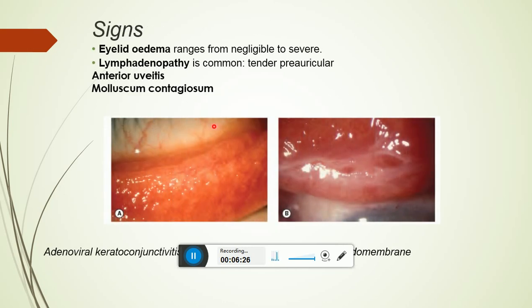Now about the signs. On the eyelid, there may be negligible signs to severe signs. Lymphadenopathy is common. There will be tender pre-auricular lymph nodes. In the conjunctiva, there may be hyperemia and follicles. Here you can see they are typically prominent. Papillae may also be seen in the superior tarsal conjunctiva. And there may be signs of anterior uveitis.